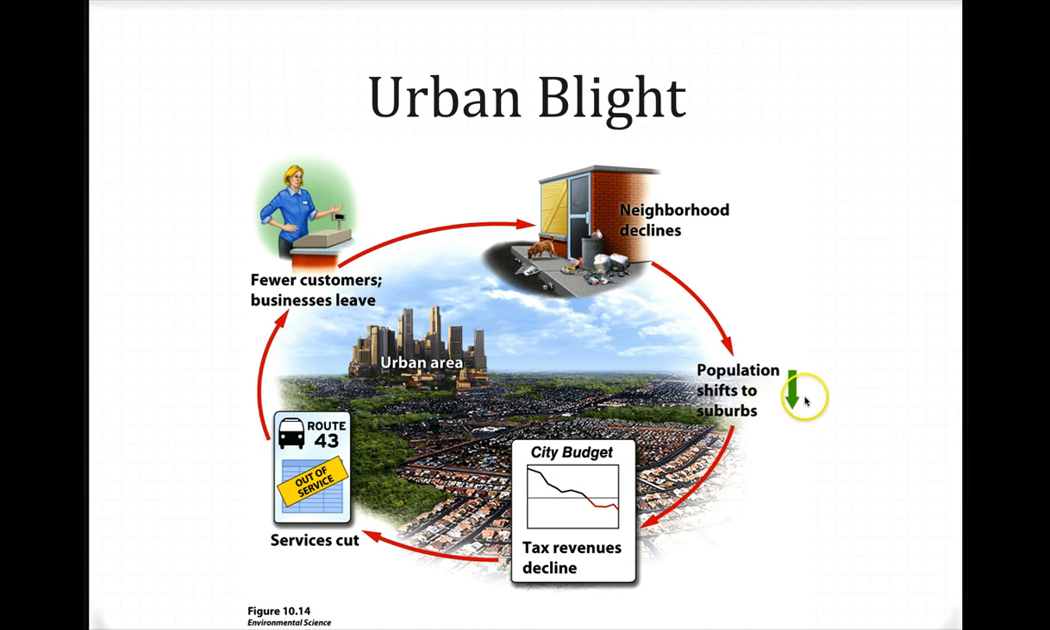Move my mouse pointer over there so you can see. We're going to start here with the green arrow. So the first step typically is that population shifts to the suburbs. Living in the city becomes undesirable. People move to the suburbs.